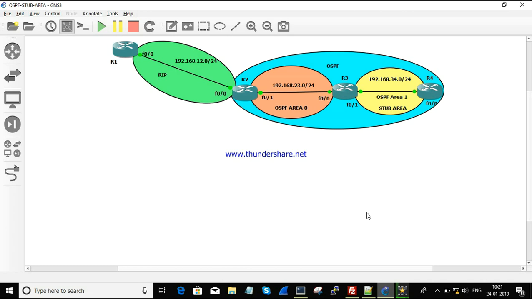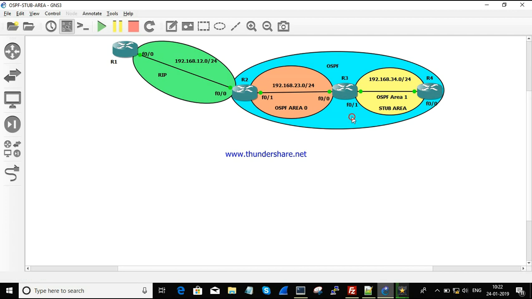So we have a couple of routers: R1, R2, R3 and R4. The connectivity between R1 and R2 is the RIP routing protocol, and R2, R3 and R4 run the OSPF routing protocol. R2 is the ASBR router, which has two routing protocols, RIP and OSPF, and the information from RIP is being redistributed into OSPF and vice versa. R3 here is an ABR router, which has two different areas connected to its interfaces.